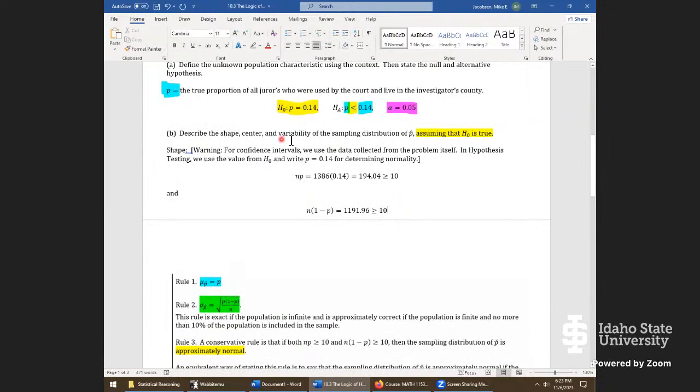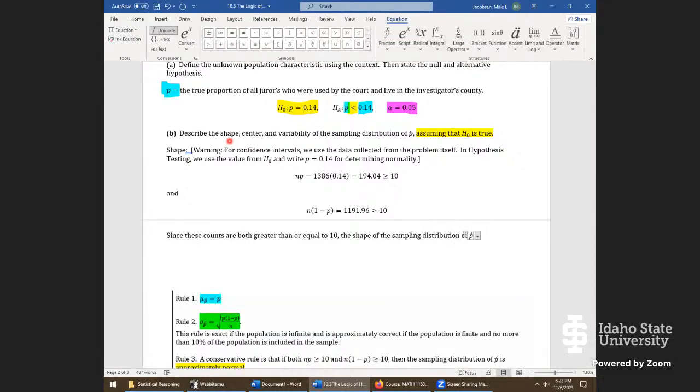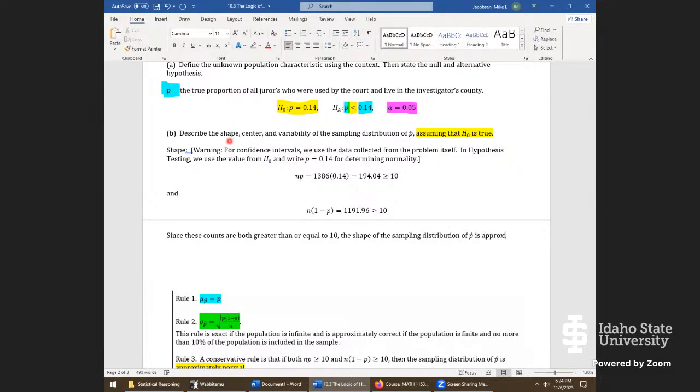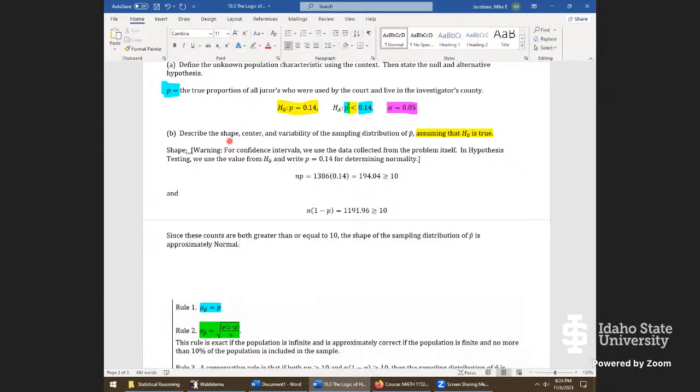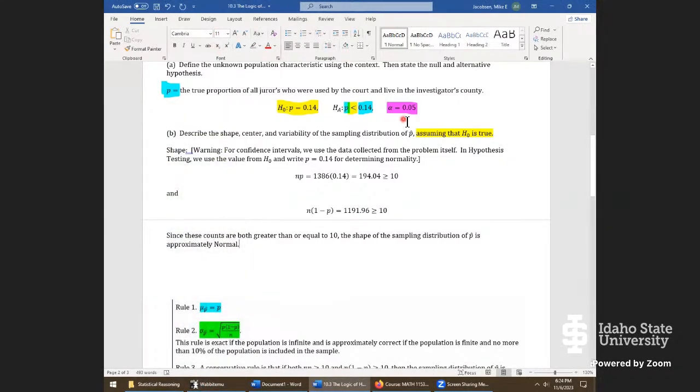We can finally say, for this first part of this problem, where it says shape, we will say, since these counts are both greater than or equal to 10, the shape of the sampling distribution of p hat is approximately normal. And that's the thing that we want to check. Now that we have normality in the problem, we can use our ordinary calculator right here, use the normal distribution, and get a p-value out. We'll compare the p-value against the alpha 0.05, the level of significance.